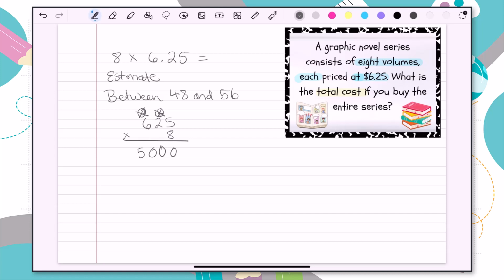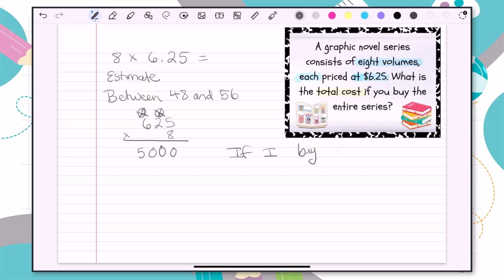So 625 times 8 is 5,000. That's a lot of money for books. We know that's wrong. We need to place a decimal point in a place that will give us an answer between 48 and 56. And you guessed it. Our answer is 50. It's going to go between the first 2 zeros. That tells us that if we buy 8 books that are each $6.25, it'll cost $50.